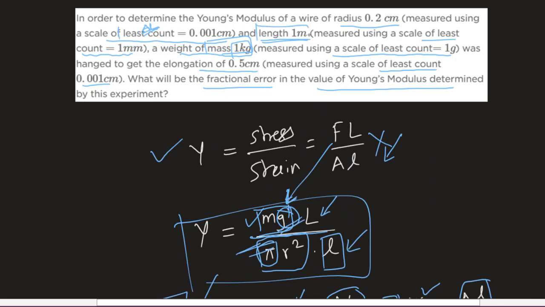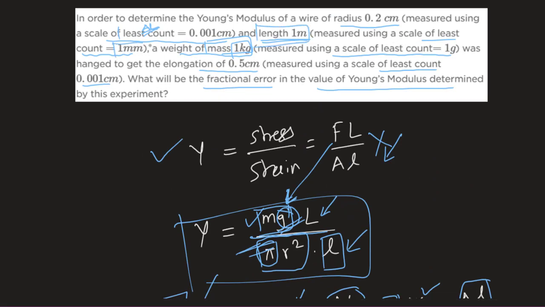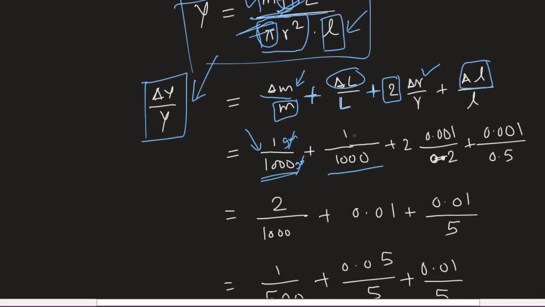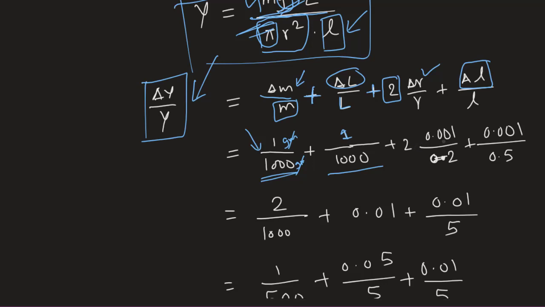So L is 1 meter and delta L is 1 mm. Okay. So 1 meter is 1000 mm and here 1 mm. Then plus 2. They have also given what is delta R. Okay. What is the absolute error in the radius divided by actual radius, measured radius, which is 0.2. And then here they have given this delta l and l as well, error in elongation and measured value of the elongation. That's it.